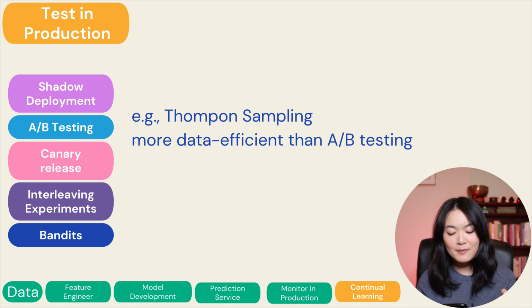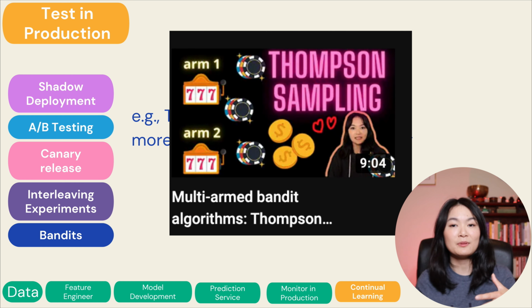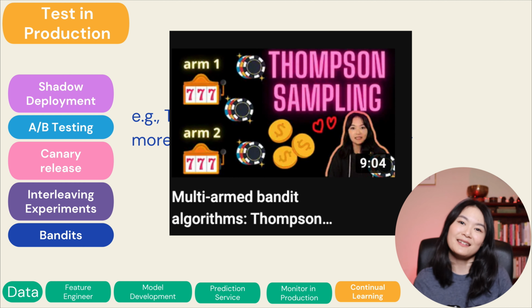Interleaving experiments expose users to recommendations from both models and see which model's recommendation they will click on. Finally, a simple bandit algorithm like Thompson sampling has been shown to be a lot more data efficient than A/B testing. If you would like to learn more about Thompson sampling, please watch my previous video on that. I'll link it in the description below.